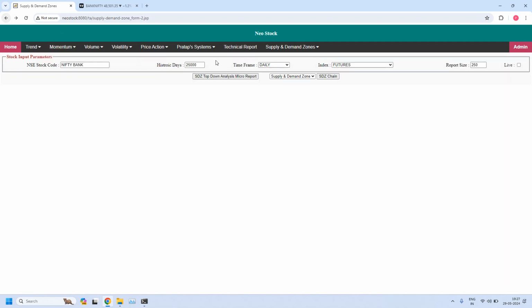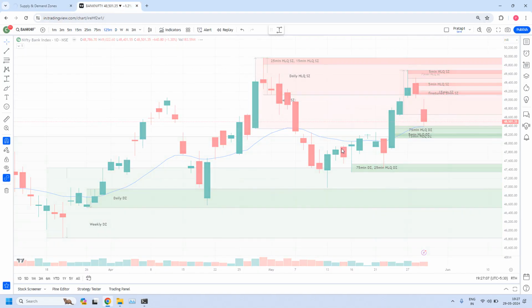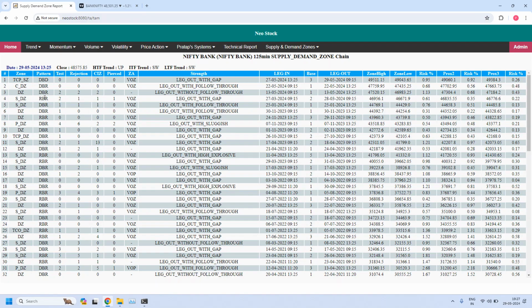Now I am going back and generating 125 minutes just to check if any high liquidity zones are created. Here also I am changing the time frame to 125 minutes. We already have a 125-minute supply zone created today. A 125-minute supply zone is created.